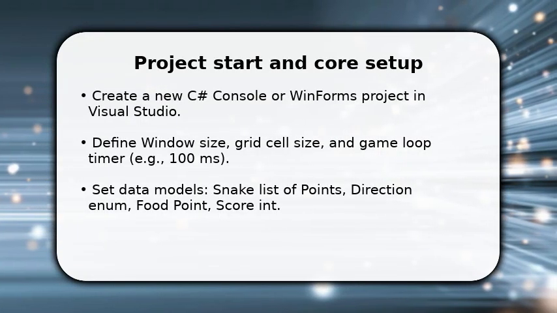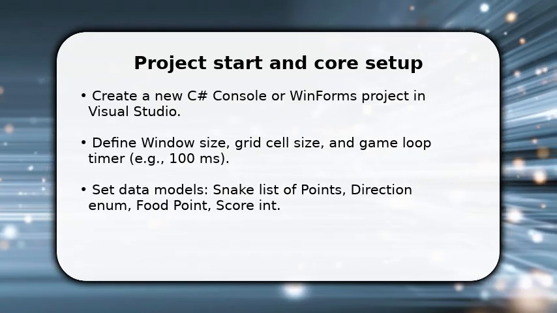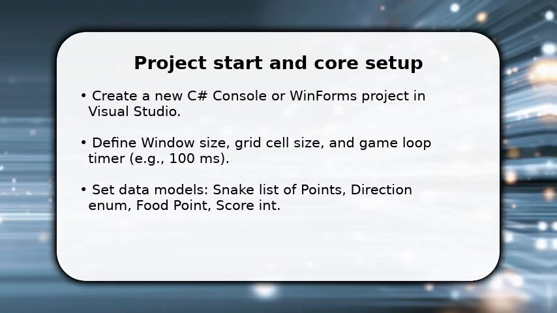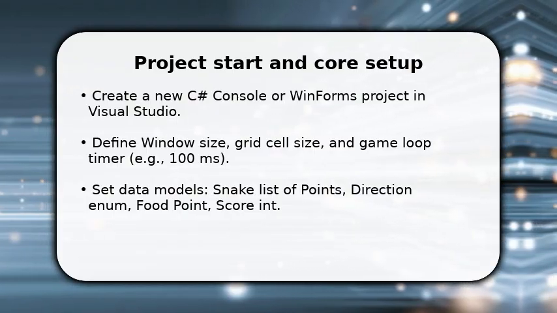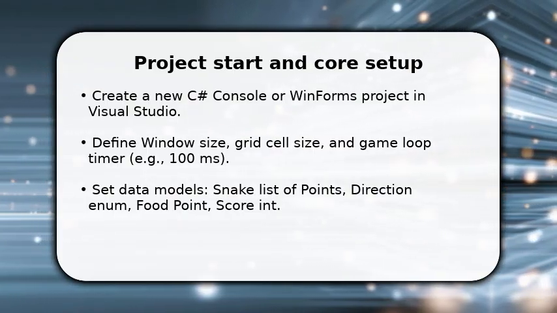You begin by creating the project and wiring a single game loop. This is where the tick drives motion. Initialize a grid size and a timer at, say, 100 ms so updates are consistent.